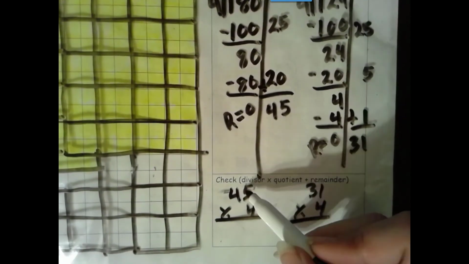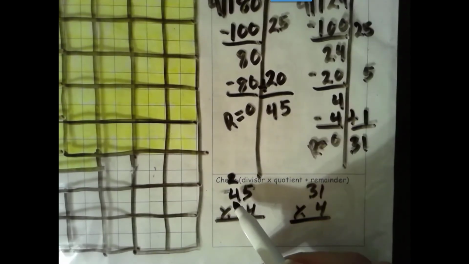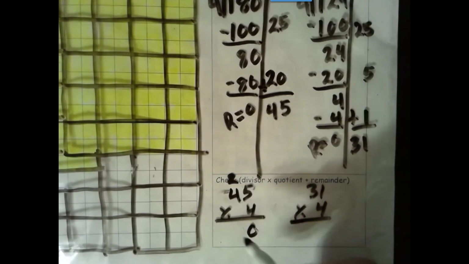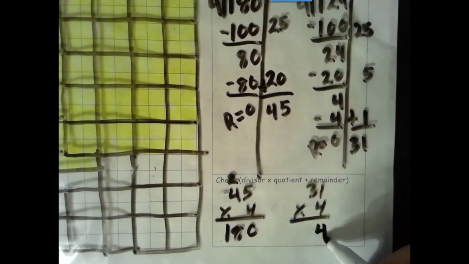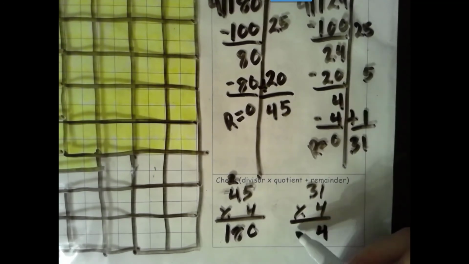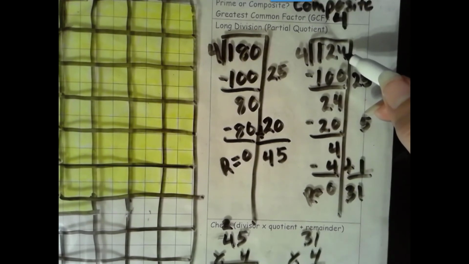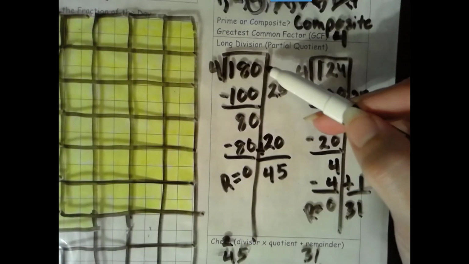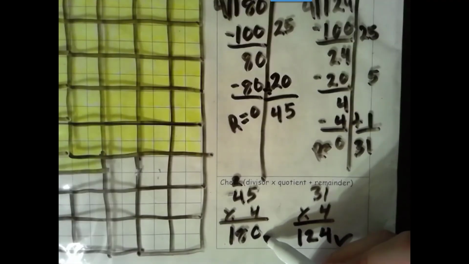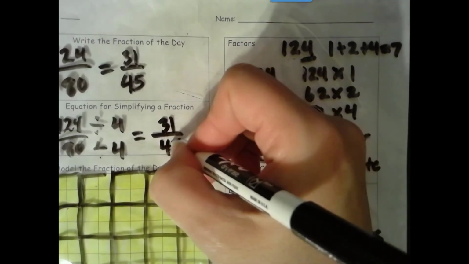So 4 groups of 5 is 20. 4 groups of 4 tens is 16 tens, plus 2 more tens is 18 tens. 4 groups of 1 is 4. 4 groups of 3 tens is 12 tens. So 124, that matches our dividend up here, so it checks. 180, that matches our dividend up here, so that checks. So our numerator is definitely 31. Our denominator is definitely 45.